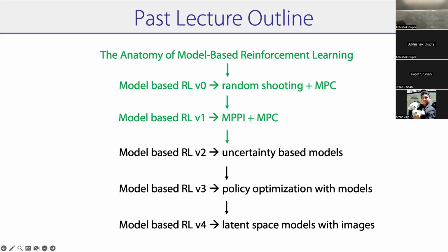How do we model uncertainty? How do we use it in model-based RL? We talked about policy optimization stuff. We talked about it a little bit in the paper readings, but we'll rush through it. And lastly, we'll talk about how to get this to work with images and high-dimensional observations.